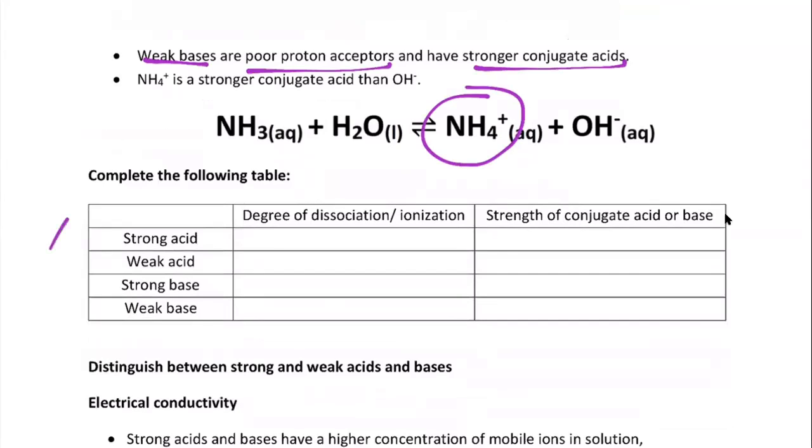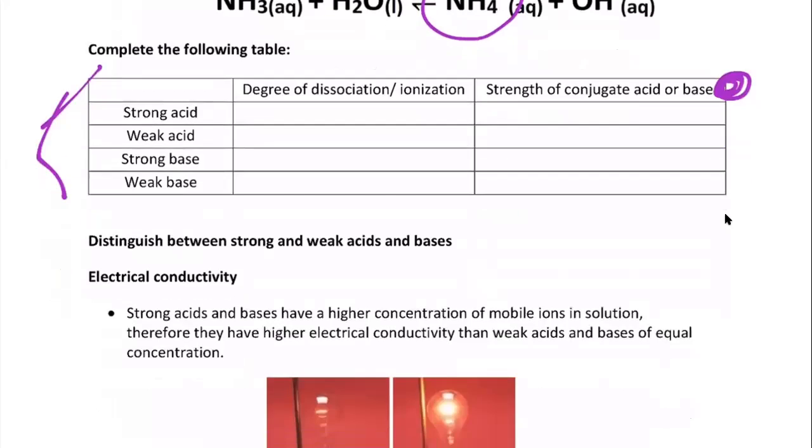So here there's a table. If you have a strong or weak acid or a strong or weak base, for the degree of dissociation or ionization, what you're looking for there is full or partial. Okay, so full would be the strong ones, partial would be for the weak ones. And then for the strength of the conjugate acid and base, you can look back up in the notes to see if the acid was strong or weak, is the conjugate base going to be strong or weak? And then same thing for the bases and their conjugate acids.